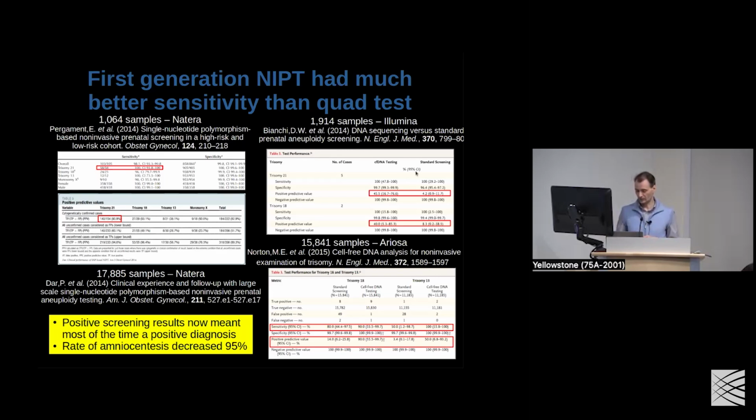So here you can see in the column standard screening, this is what the maternal serum screenings of the 80s and 90s were like, based on hormones and proteins in the serum. The positive predictive value, as I said, was less than 10% for trisomy 21 for those tests. The positive predictive value for this newest test is close to maybe 50%.